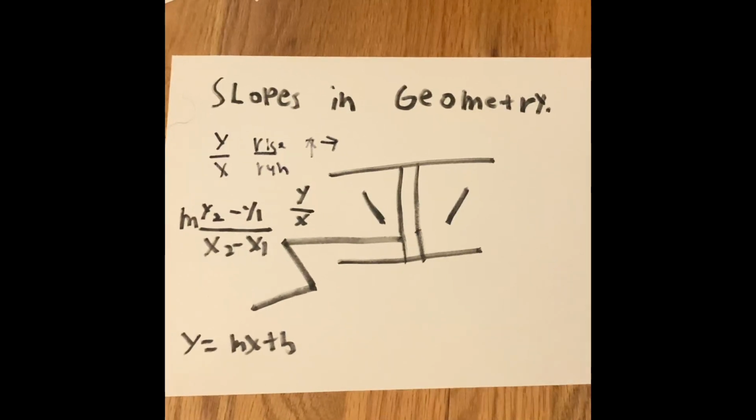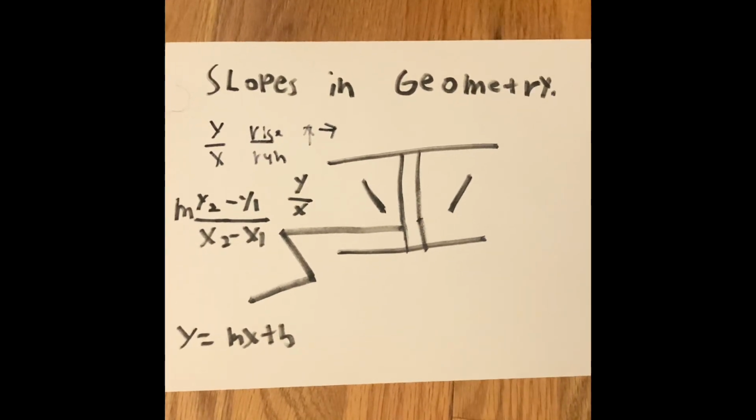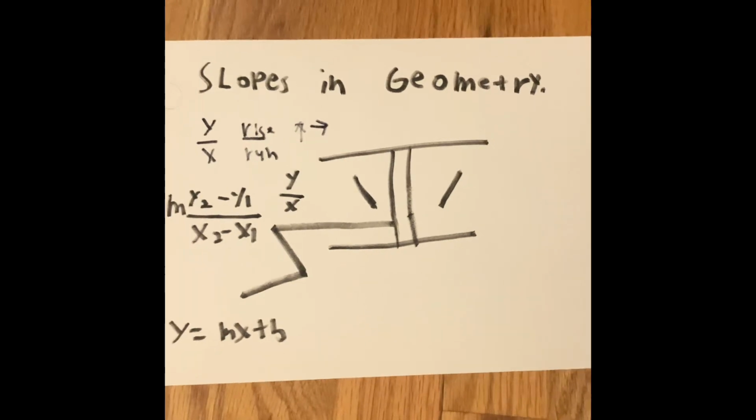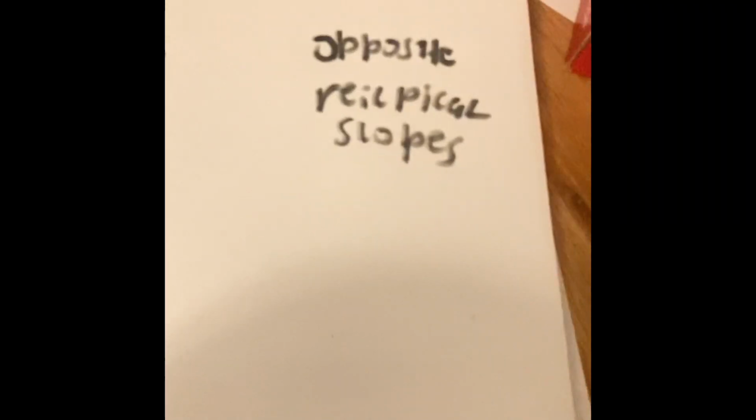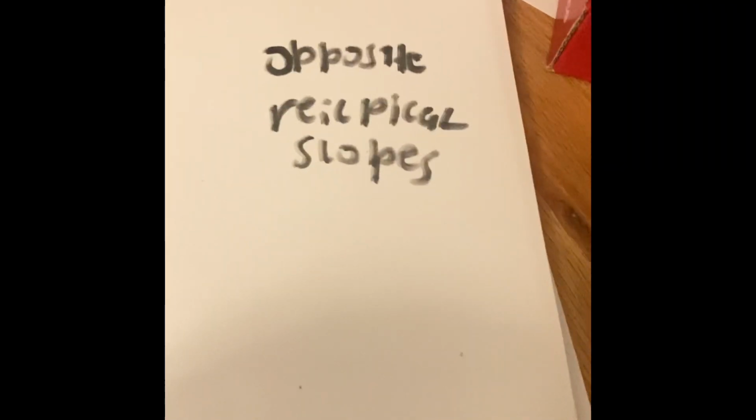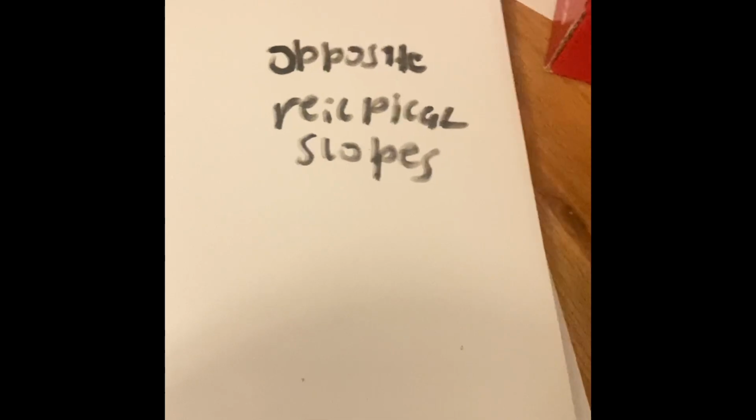Ones that don't really require a lot of thinking, but they do require a lot of awareness. We are going to learn about parallel lines and also opposite reciprocal slopes. Or we should say, how can we make the parallel lines perpendicular? So let's start with parallel lines.